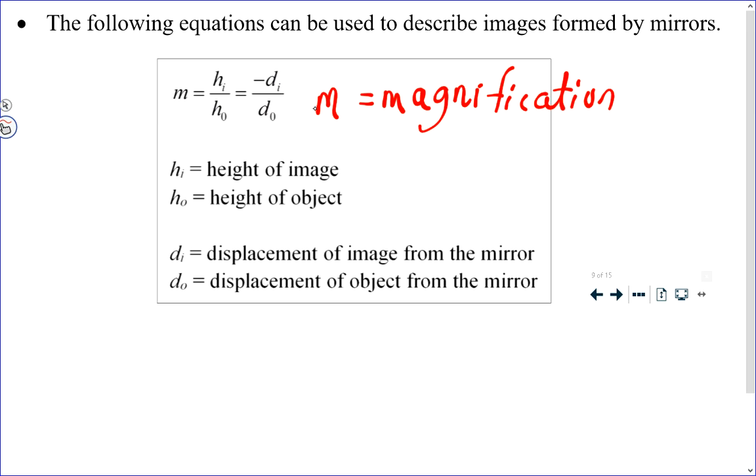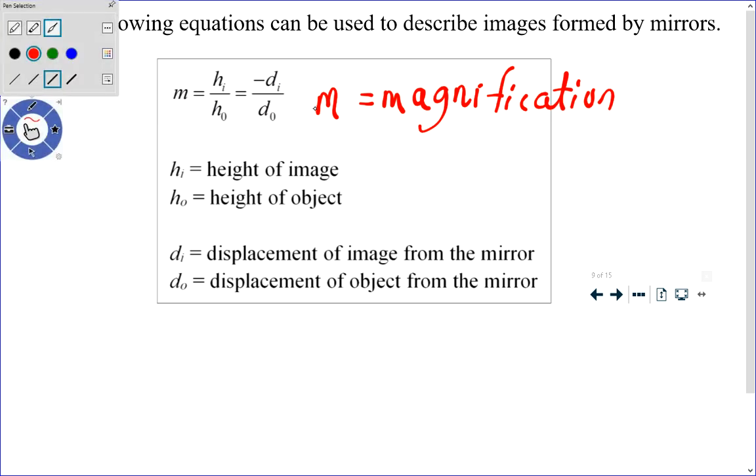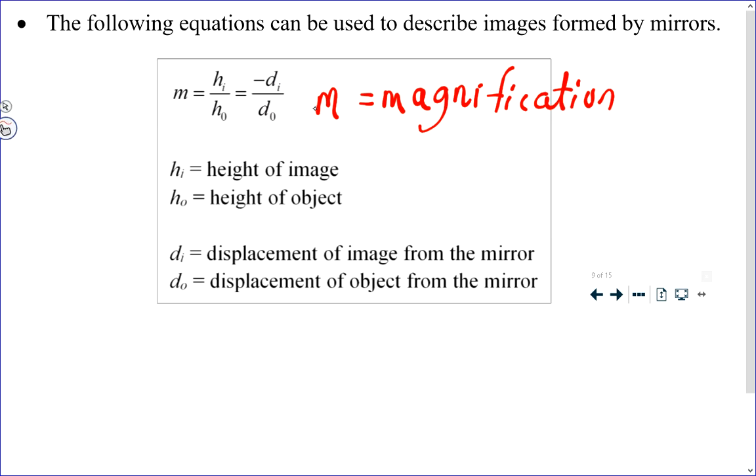So I'm going to write down a total of 4 different magnifications. And I'm not going to write down everything I'm going to say here, but we have 4 magnifications. 2 of them are positive magnifications and 2 of them are negative magnifications.